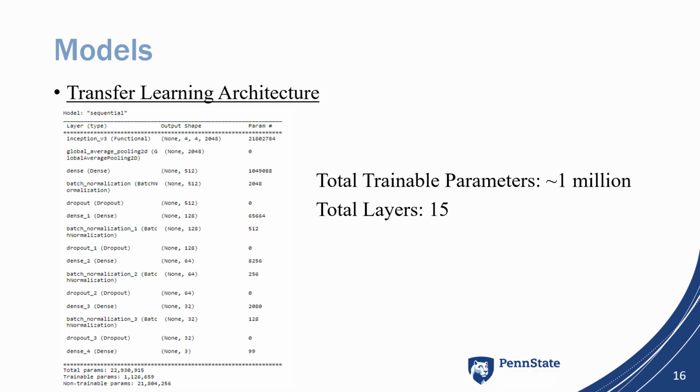We can see that we have the global average pooling layer and the batch normalization layer, which normalizes inputs. Batch normalization applies a transformation that maintains the mean output close to 0 and the output standard deviation close to 1. And the rest is kind of the same as before.